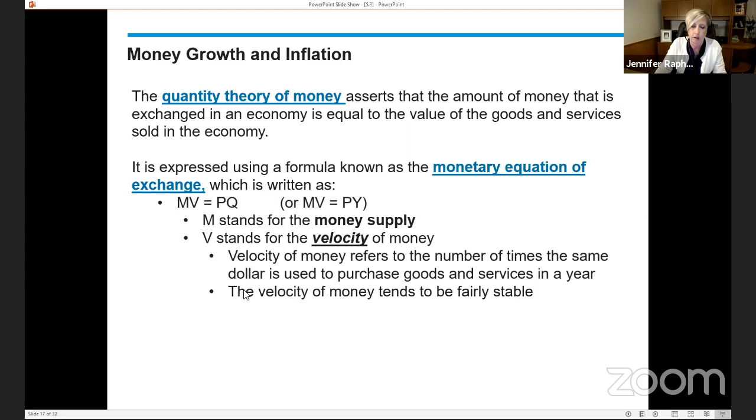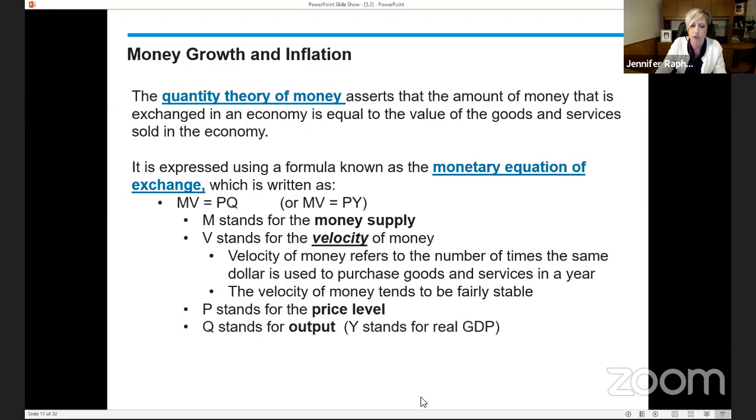We also know that the economic data shows us that the velocity of money tends to be fairly stable over time. So in this equation, M stands for the money supply, V stands for the velocity of money, P stands for the price level, Q stands for the quantity of output. And as you know, right, Y in the ADAS model stands for real GDP. So whether you're reading MV equals PQ or MV equals PY, what you're reading is that the money supply times the velocity of money is equal to nominal GDP, right? Because P times Q, the price level times the quantity of output, is what is meant by nominal GDP. So MV equals PQ can be expressed as MV equals nominal GDP.